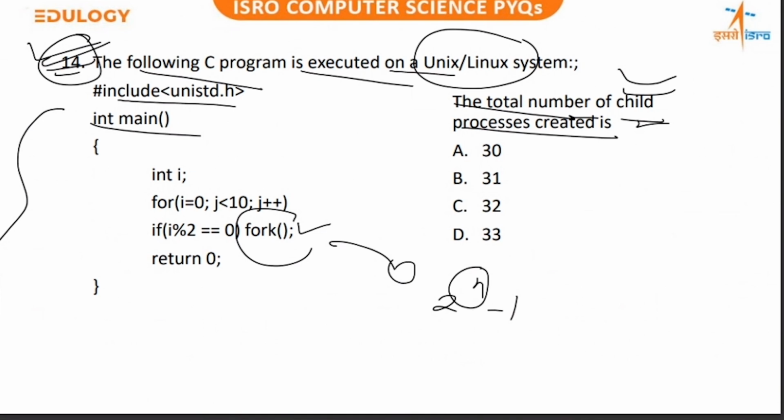B. Mukesh, 31. Okay. Wait. Whenever I solve it, you can verify your answer.